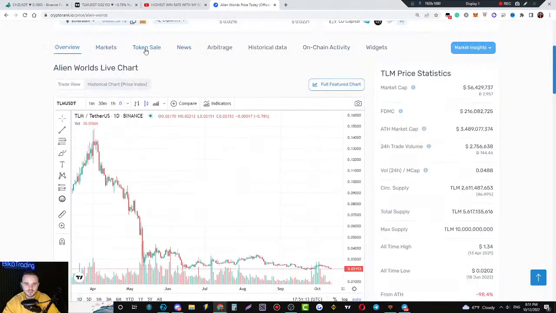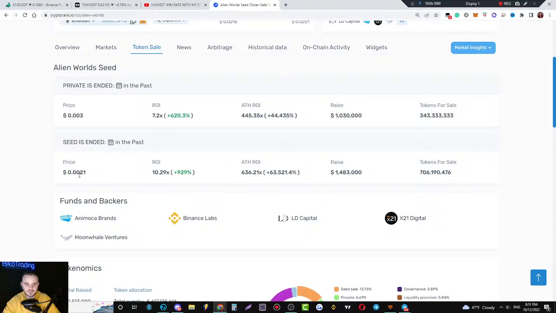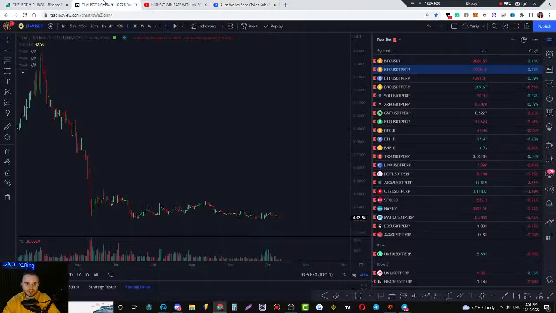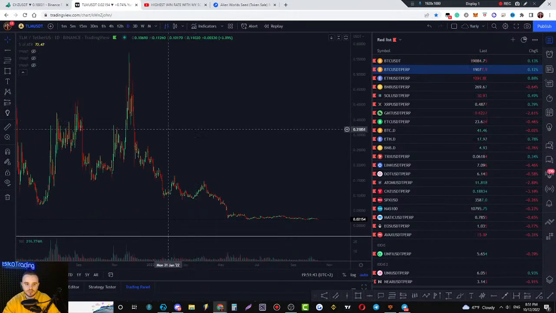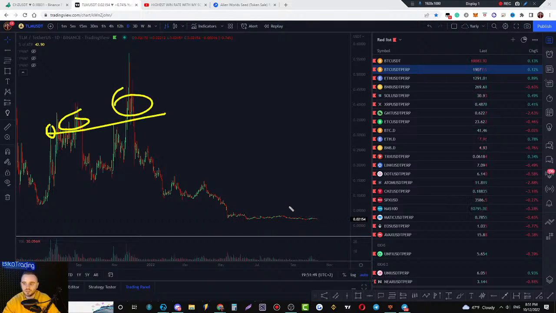Imagine funds that bought this coin at 0.0021. On top, there was 636x, 445x. You invest $1 and you make $445. I think whales that invested into this coin at such prices already got out during a pump, any of these pumps, I think here, here, or here. And at this moment, they don't care what will happen with these coins anymore. That's my point of view about this project.